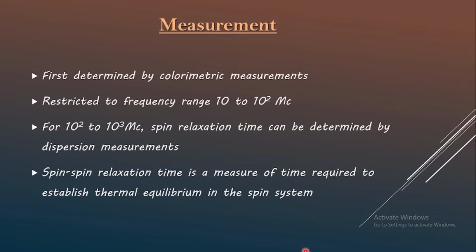Whenever an oscillatory field is imposed on a system, the system is perturbed, meaning it is in a non-equilibrium state, and it tries to come back to its equilibrium. The time required for the spin system to come back to equilibrium is nothing but the spin-spin relaxation time. But this is comparatively smaller when compared to the spin-lattice relaxation time, which we have already seen in our previous classes. So the final destination is to attain equilibrium.